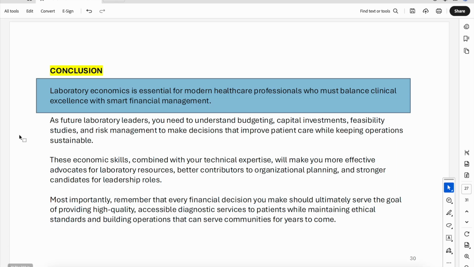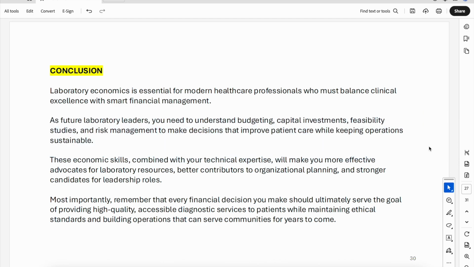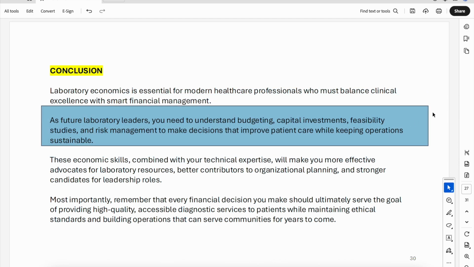As future laboratory leaders, you need to understand budgeting, capital investments, feasibility studies, and risk management to make decisions that improve patient care while keeping operations sustainable. These skills are not optional, they are essential for success in modern laboratory management.